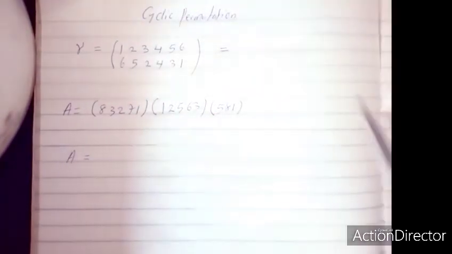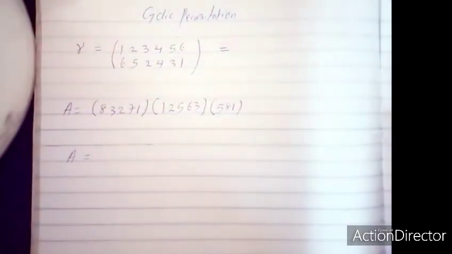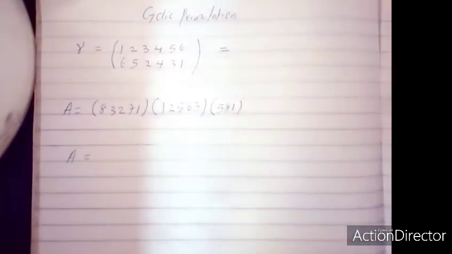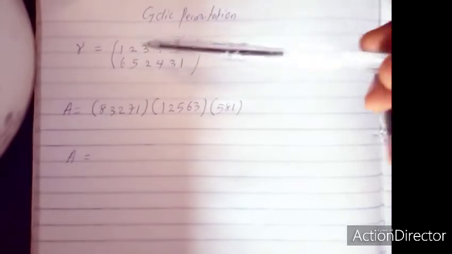So in this tutorial video I want to teach us how to solve cyclic permutation. Now what do we mean by a cyclic permutation? A cyclic permutation is a permutation that replaces n elements cyclically. Now let's look at this.